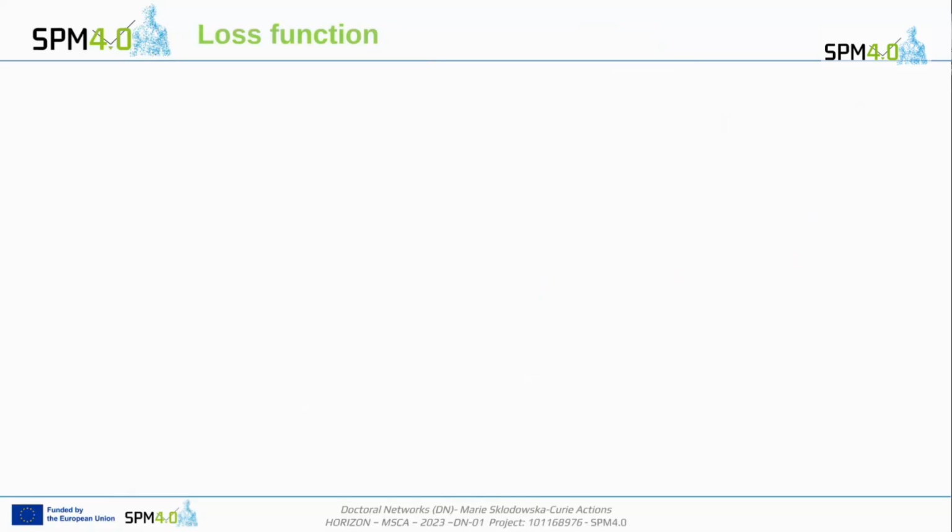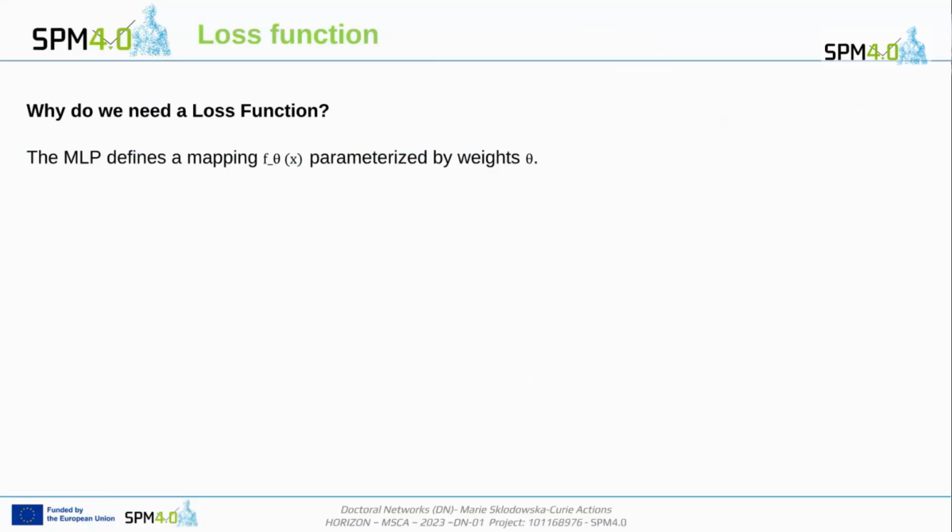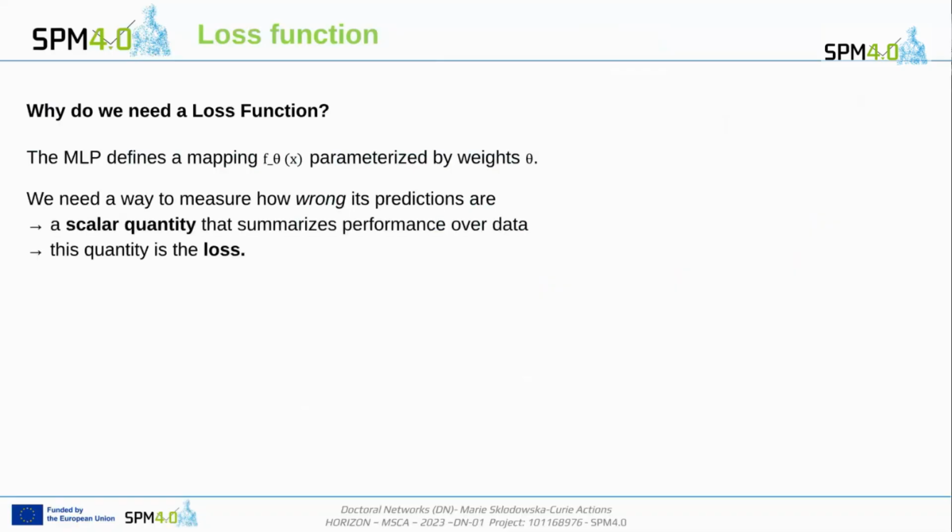Okay, so now we know how the network goes forward, but we have no idea how we actually make it learn. So here comes the loss function, which in designing models is actually usually the most important part. The multi-layer perceptron defines a mapping from the inputs to some output, and is parameterized by its weights. So the loss function tells us how wrong the predictions of the output of the model are, and how wrong it is is called the loss.